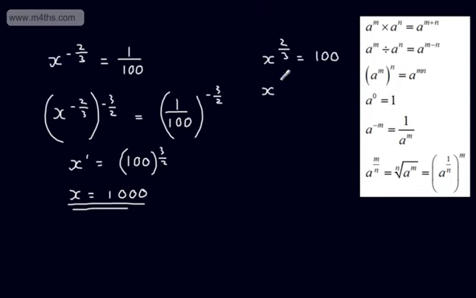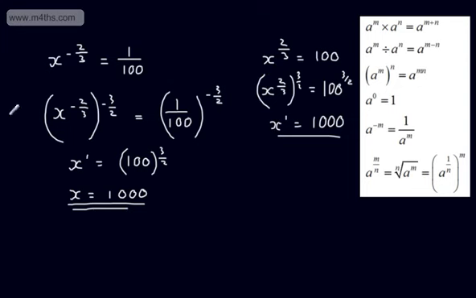So I could have written x to the power of 2 over 3, raised to the power of 3 over 2, will be equal to 100 to the power of 3 over 2. So we can see that x to the power of 1 is going to be 1000. So if you're not confident working with the negatives, there is an option for you. You can invert that fraction straight away.